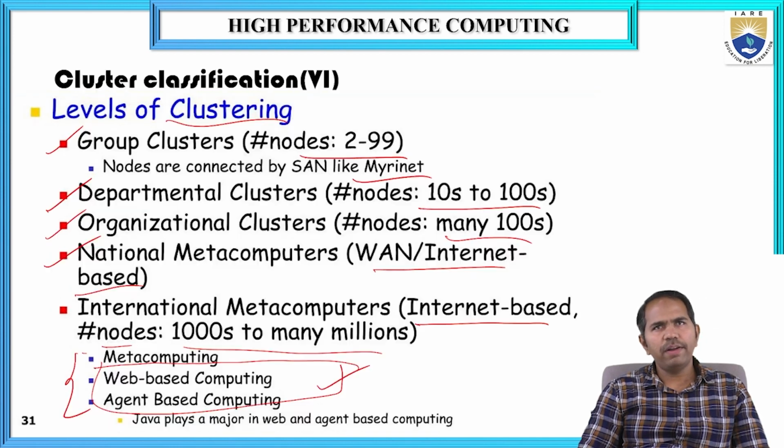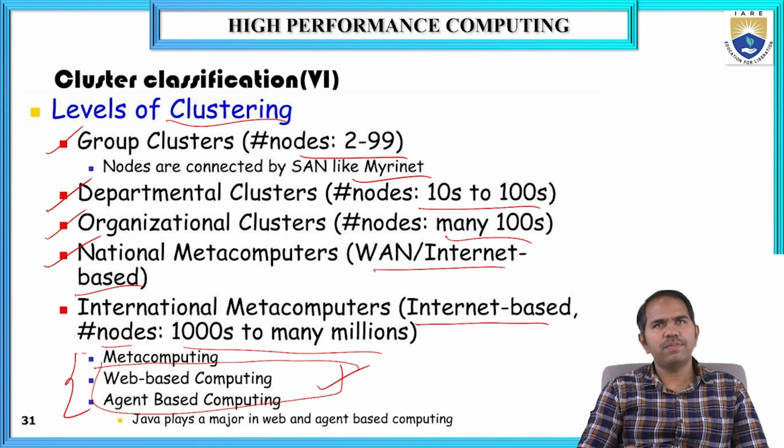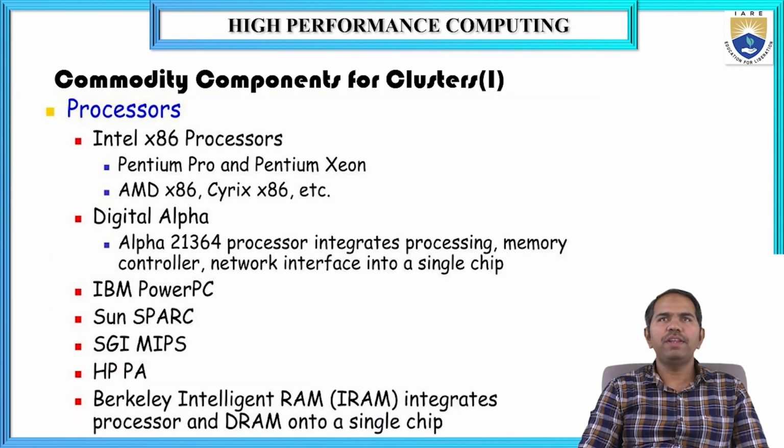So up to that point we have discussed cluster classifications, the way we classify the clusters. Now the next thing is commodity components for clusters. High performance computing relies on commodity components for clusters, which include processors, memory, disks, and other things. First we will discuss the processors.